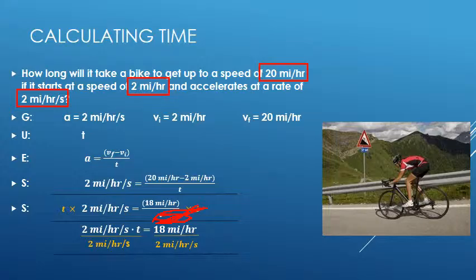Let's simplify one last time. On the left side, 2 times t divided by 2, those cancel and we're left with t equals 18 divided by 2 is 9. The only unit that I can pick for time is seconds.